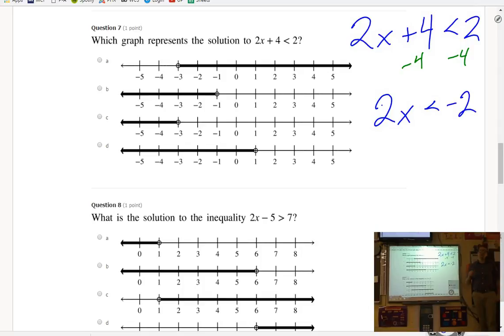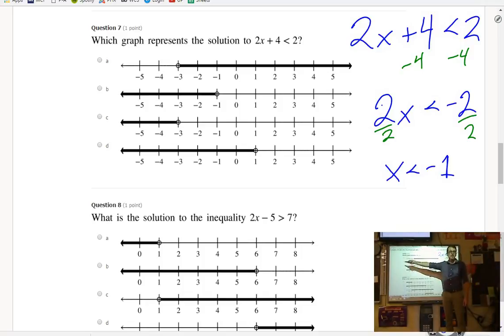What do we divide by? Abby? Positive 2. Do we flip the inequality? No. What we're dividing by is positive. X comes out to be just less than negative 1. Negative 1 is my reference point. It is open, and I go less than.